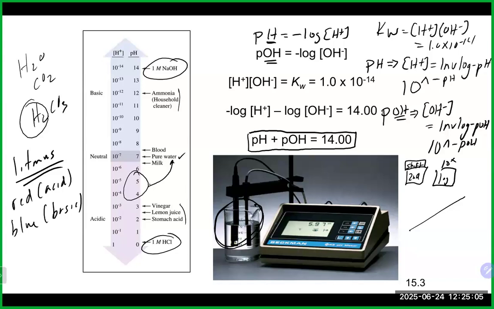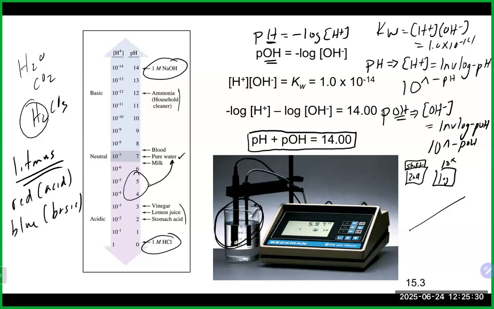And same thing, if you have a display calculator, you could go shift log negative pH. If you have a non-display calculator, you actually have to go pH number first, make it negative, and then hit shift log. Okay, so you got to kind of work backwards in that formula. So this does give you a variety of ways that you can calculate some of this stuff.